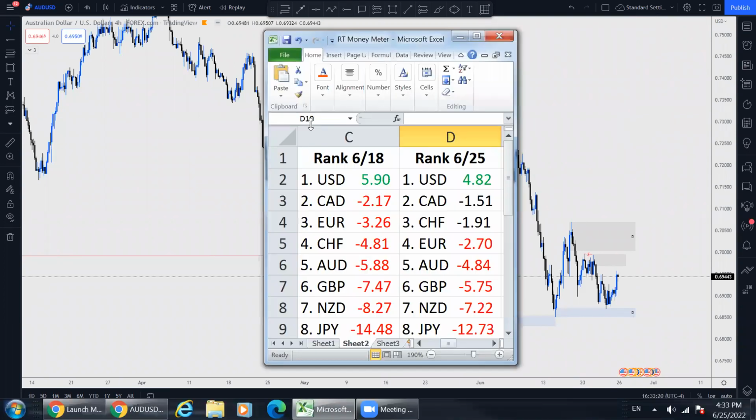First thing we're going to look at is the RT money meter. The RT money meter tracks the rate of change in each currency from a futures perspective over a period of 15 weeks. I update this list every week.